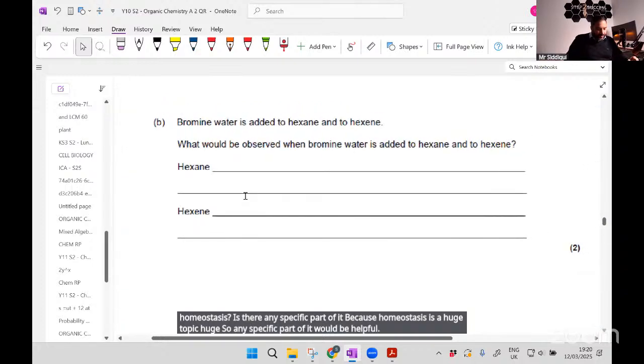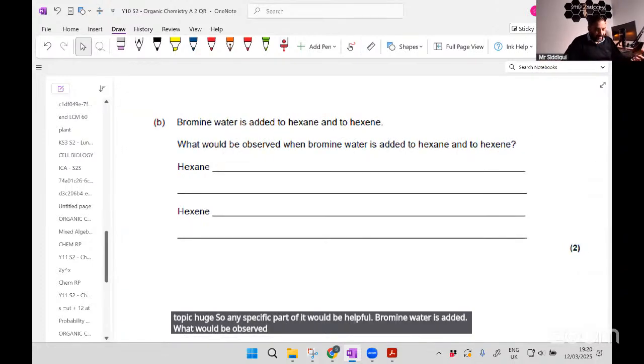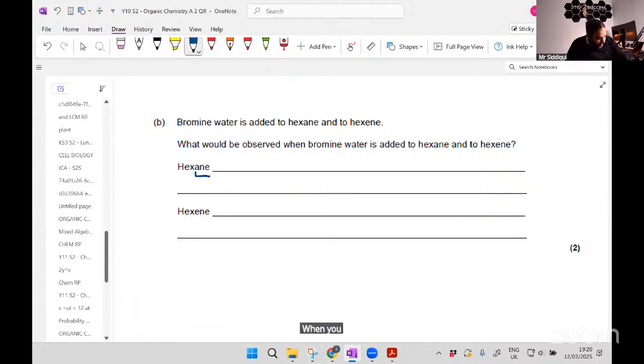What would be observed when bromine water is added to hexane and hexene, as per the previous question that I just went through? When you add bromine water to an alkane, there is no color change.